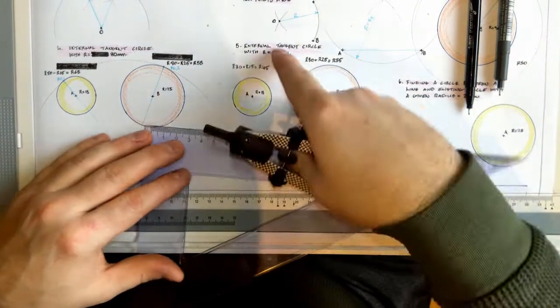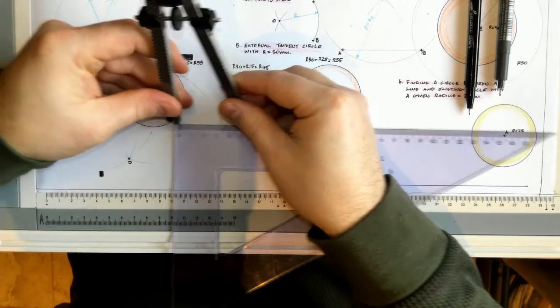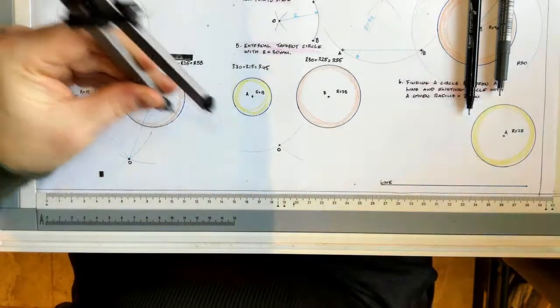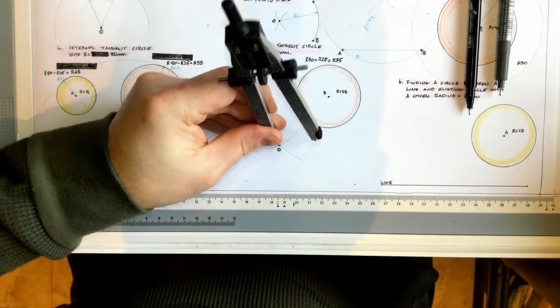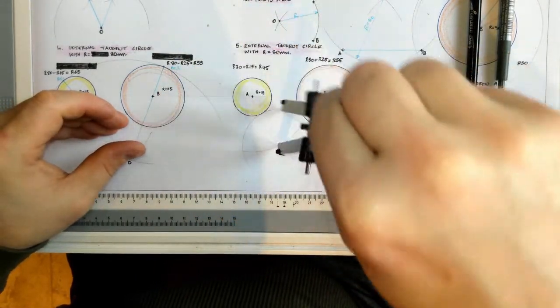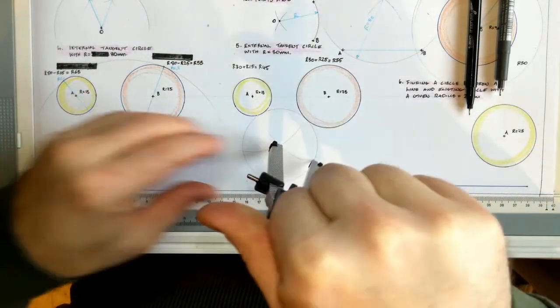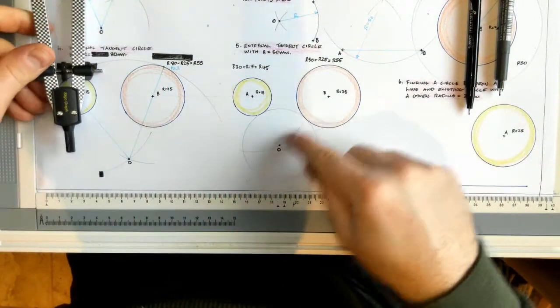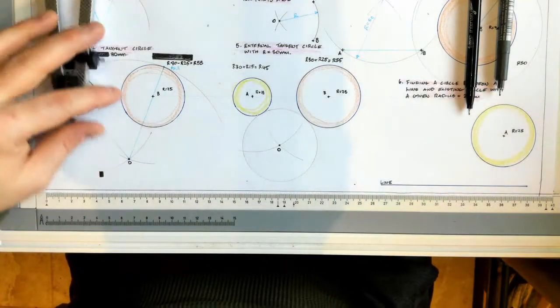Now, I go back to the question, I look at the initial radius, which was 30, and I set 30 on my compass now, and I put it on point O, okay, and I am now going to swing the circle with radius 30, like so. Okay, and you can see that circle, it's perfectly touching the two circles that I already have drawn.